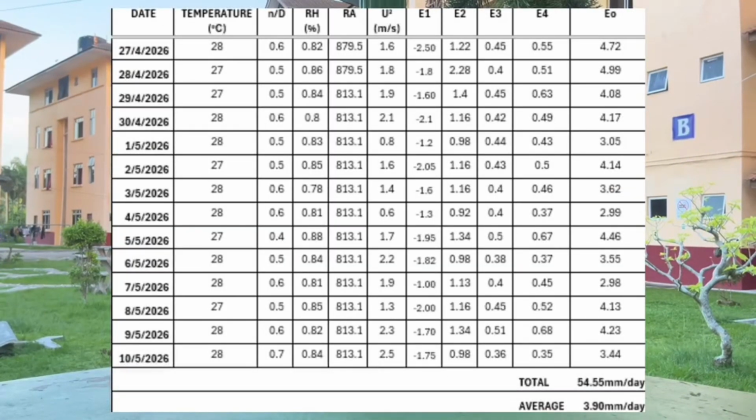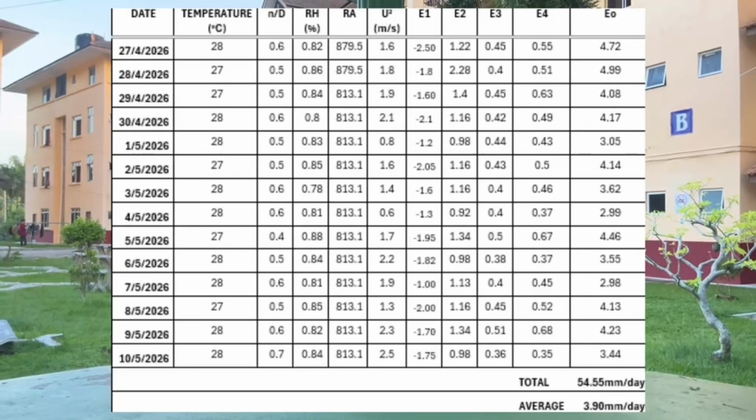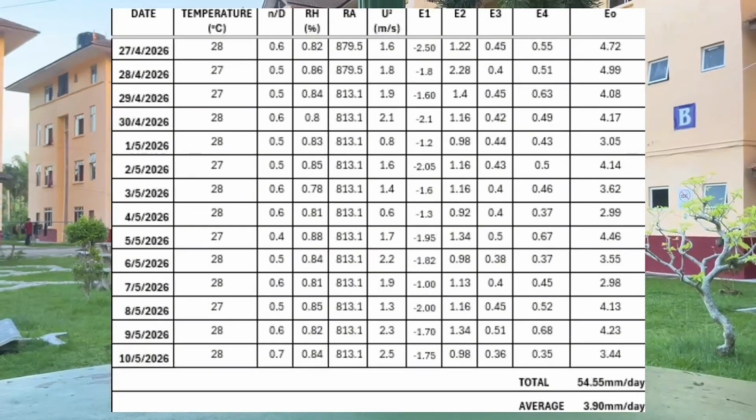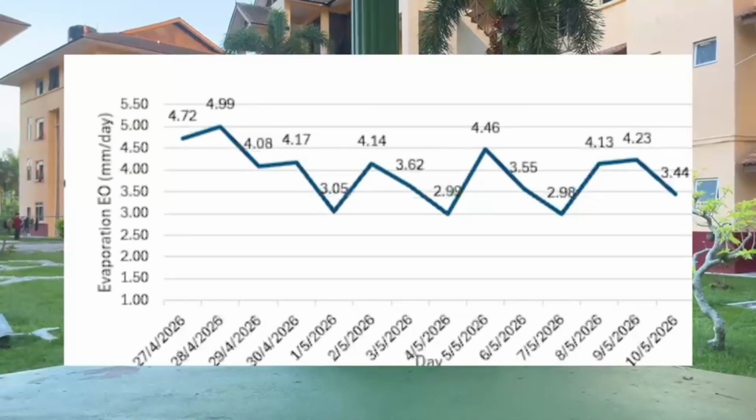Let's look at the data. Over this 14-day period, College Perwira experienced a cumulative evaporation loss of 54.55 mm, holding a stable daily average of 3.90 mm per day. But the real story lies in the daily volatility. Rather than a steady predictable line, our graph shows a highly dynamic tropical up and down cycle.